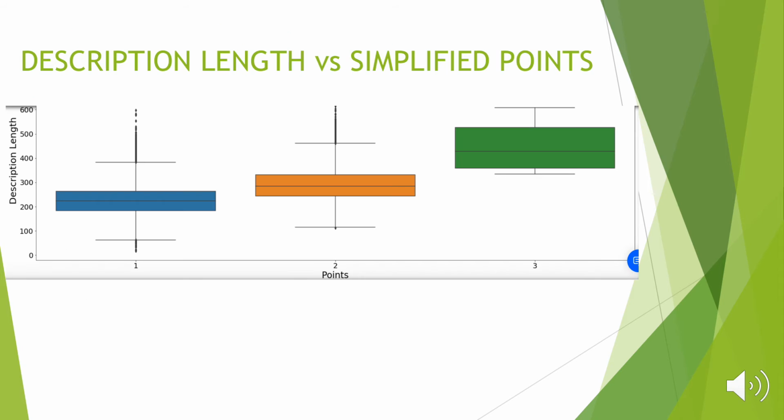And after I did that, I wanted to plot the description length versus the simplified points, and we can still see that as the description length increases, the wine points are also increasing.